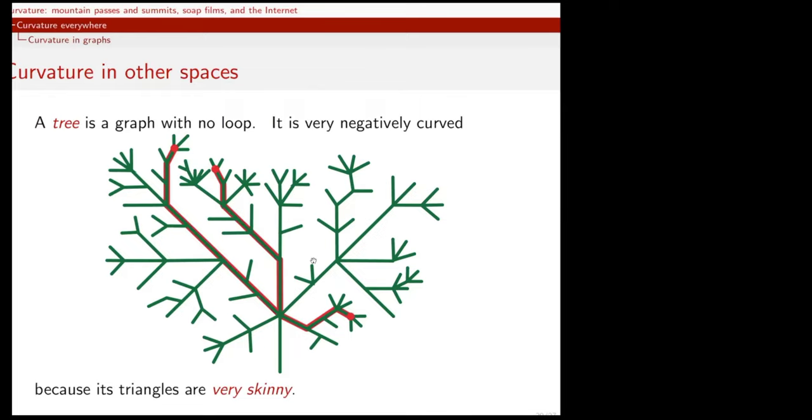Because if you look at a triangle in a tree, so what's a triangle? You take three dots, like these three red dots, and then you take the line going from this dot to this dot, namely the shortest route to go from this dot to that one. Well, that gives that. And I have three of them like this. That would be the sides of my triangle. And you see, that triangle looks very skinny. Actually, it looks like the letter Y. So it's very skinny. That hints that the curvature should be negative. Actually, it's minus infinity in that case.